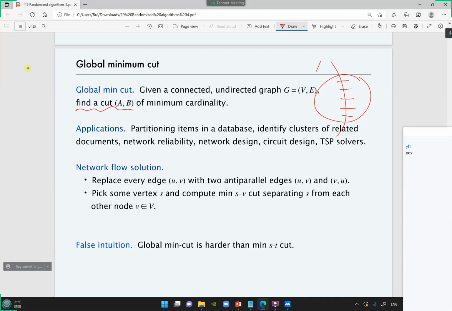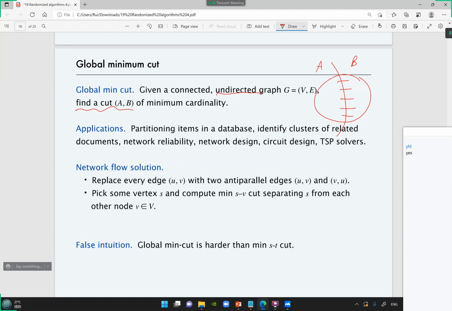So you have an A side and a B side, and you want to minimize the number of edges which cross this cut. Because we have an undirected graph, we don't care which direction the edges go; the edges do not have any directions. So we're simply looking at how many edges cross this cut, and you want to minimize that. This is called the global min-cut problem.